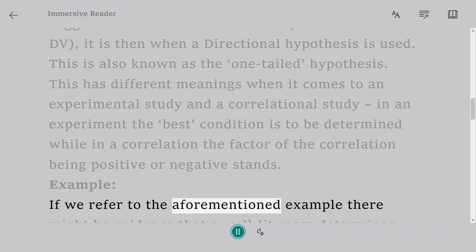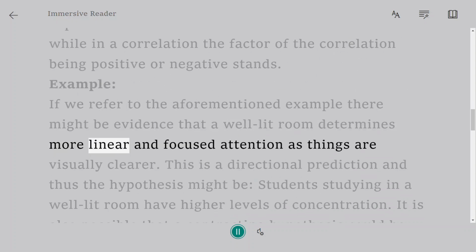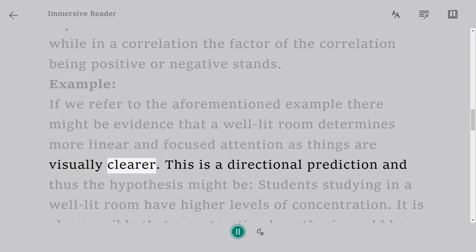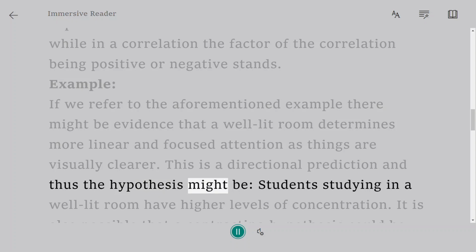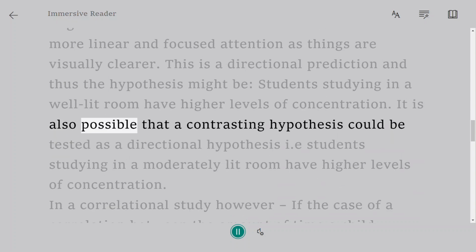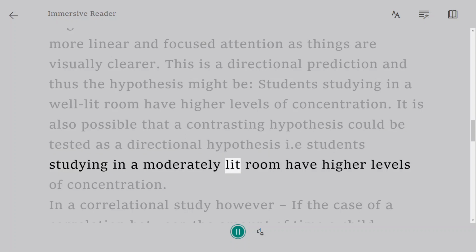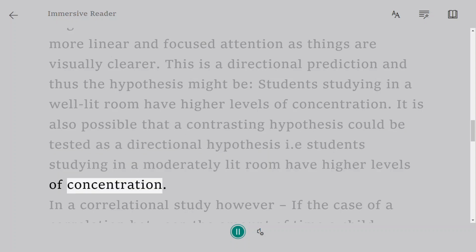If we refer to the aforementioned example, there might be evidence that a well-lit room determines more linear and focused attention as things are visually clearer. This is a directional prediction, and thus the hypothesis might be, students studying in a well-lit room have higher levels of concentration. It is also possible that a contrasting hypothesis could be tested as a directional hypothesis, i.e. students studying in a moderately lit room have higher levels of concentration.